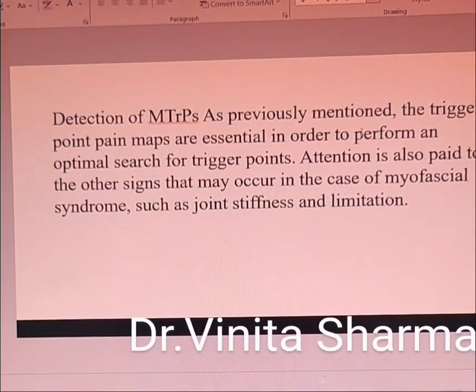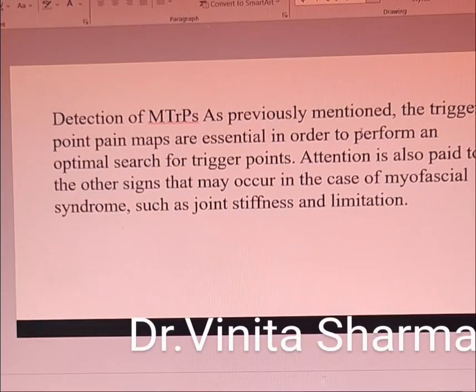Next is the detection of myofascial trigger points. When we are detecting, we have to approach it by asking whether it is active, or secondary, or referred. So we have to analyze according to that. The trigger point pain maps are essential in order to perform an optimal search for trigger points. Maps are very important, because they give us an idea when we are pressing those points, so we can find that there is a trigger point. So we have a map, and I will share it with you all.